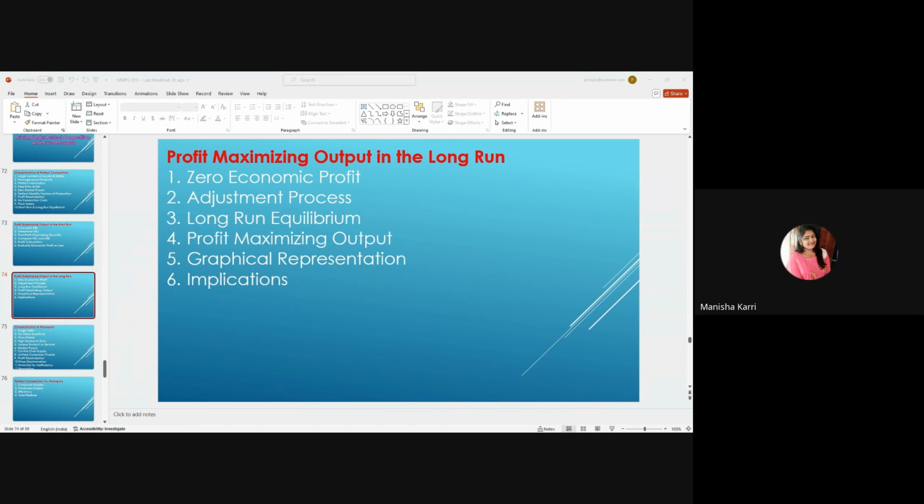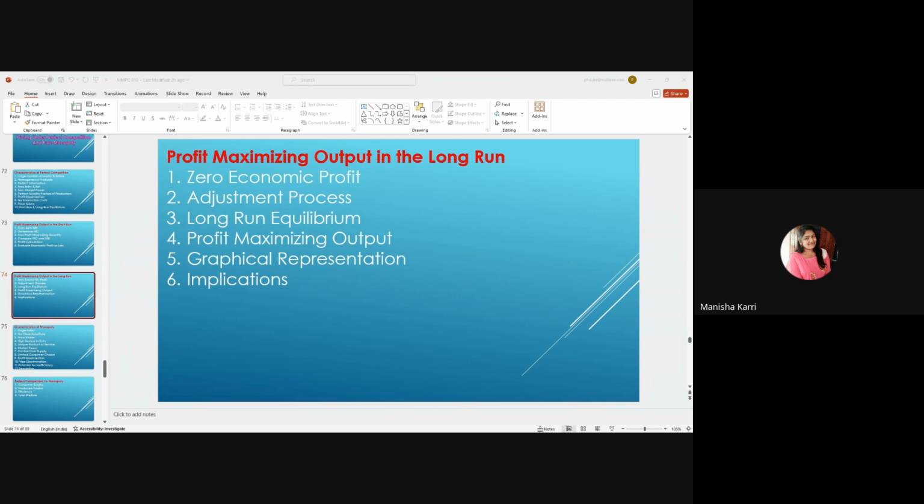Next, long run equilibrium. It occurs when firms in perfect competition are producing at their minimum average total cost and earning zero economic profit. At that time, long run equilibrium will appear. Profit maximizing output: in the long run, the profit maximizing output occurs where marginal cost equals marginal revenue, and it also equals the market price. Later, graphical representation, meaning showing on a graph, this long run equilibrium for a perfectly competitive firm. It is where the demand curve intersects the average total cost curve at its lowest point.